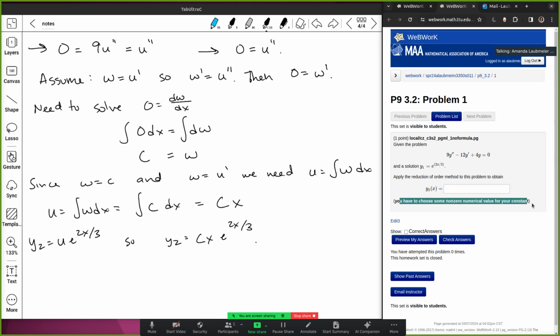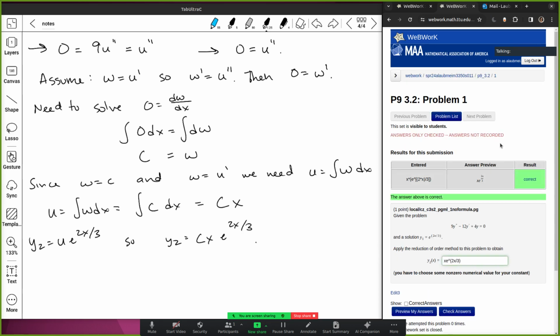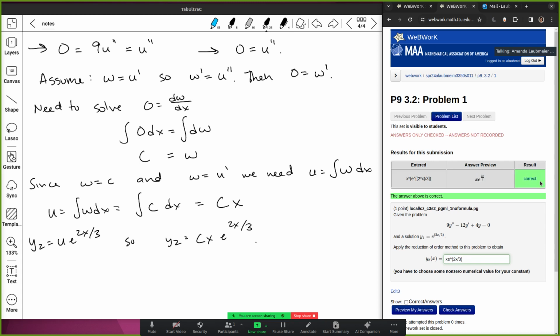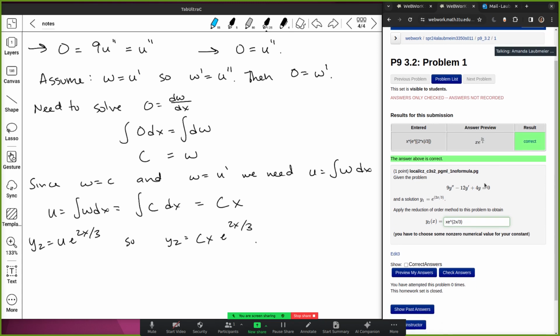You do have to choose some non-zero numerical value for your constant because WebWork can't grade it otherwise, so I'm just going to choose 1. And I see that that answer is correct. So I took c equals 1.